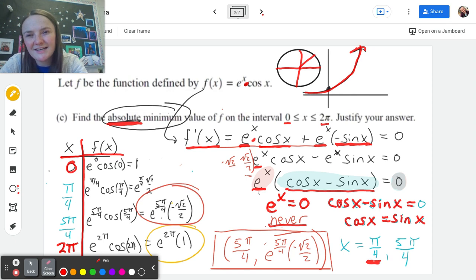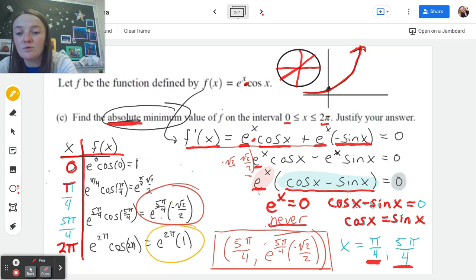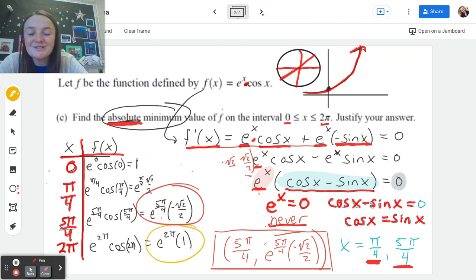Remember, sine is the y value, cosine is the x value. I also have the same value for x and y here at 5 pi over 4. 5 pi over 4 has an ordered pair of negative radical 2 over 2, comma, negative radical 2 over 2. And so we can say that the two critical values that I have here are pi over 4 and 5 pi over 4. So to find the absolute extrema here, I just need to plug all of these values back into the original and see which one's biggest.